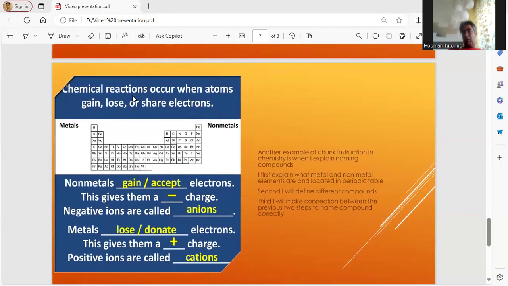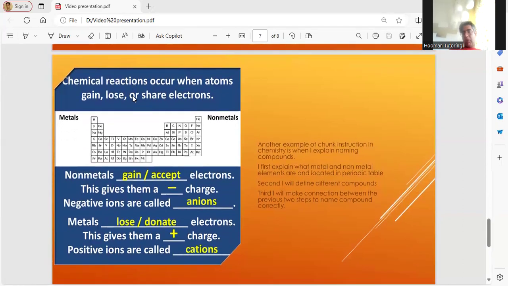Another example of chunk instruction in chemistry is explaining the naming of compounds. First, I explain what metals and nonmetals are, what the characteristics of metals and nonmetals are, and where they are located in the periodic table. Second, I will define the different compounds. Third, I will make the connection between the previous two steps to name the compound correctly.